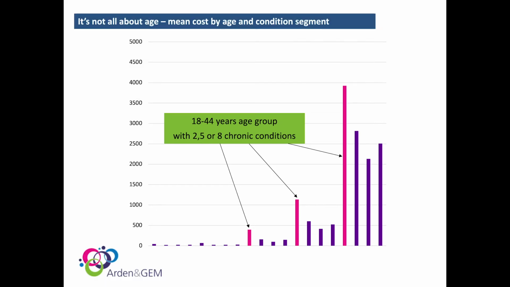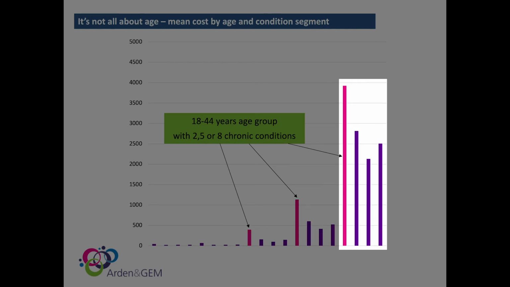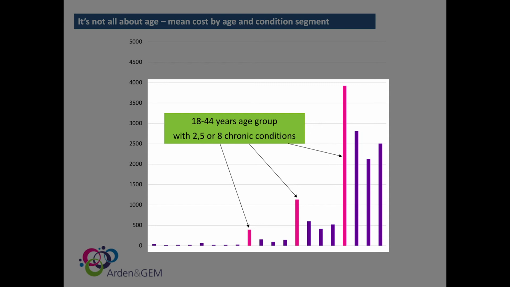This slide shows patients grouped into 4 age bands and by the number of chronic conditions that they have, looking in this case at average emergency cost per patient. So you'll see that no matter what age you are, if you have no chronic conditions, you rarely use emergency services. As you have 2, 5 or 8, you spend more. But in all cases, the 18 to 44-year-old age groups spend more per patient.